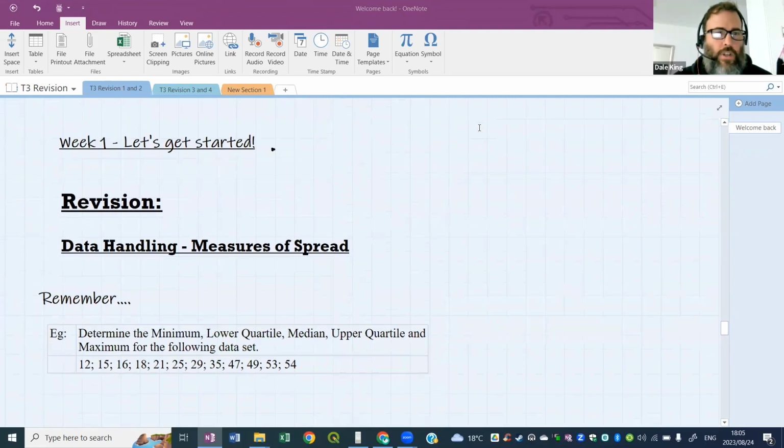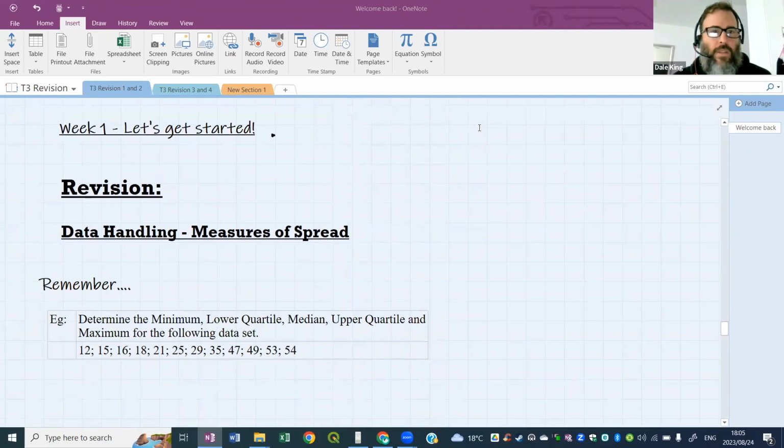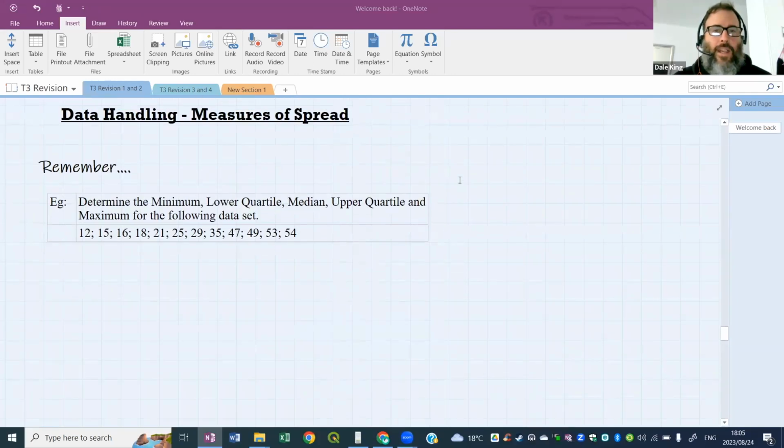Let's get started. Revision of data handling, and tonight specifically we're talking about measures of spread. Before we get into the contextual questions, we need to remember the theory about our measures of spread. Now, there is one measure of spread not mentioned in this question. It says determine the minimum, lower quartile, median, upper quartile, and maximum. There's one measure of spread that's not mentioned in that question.